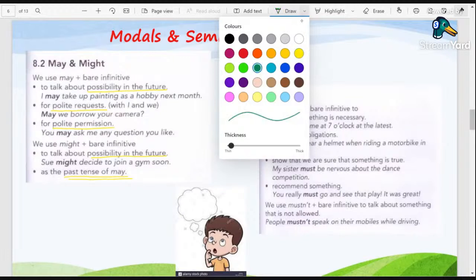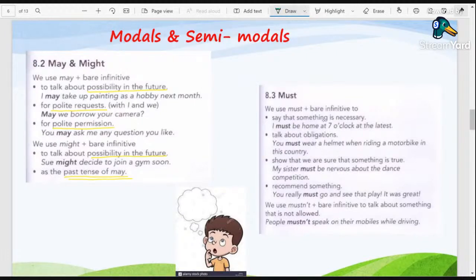Okay, and the next one is must. We use must with bare infinitive to say something that is necessary, yang perlu. I must be home at 7 o'clock at the latest, mesti. Okay, talk about obligation. Obligation ni macam perkara yang kewajipan lah. Okay, we are obliged. Obligation, kewajipan. Kewajiban ke kewajipan? Aku pun tak pasti. Decide lah. Okay, we must wear helmet when riding a motorbike. Okay, in this country, Malaysia lah.